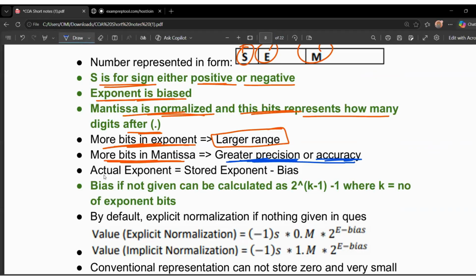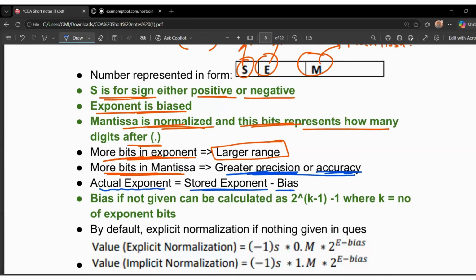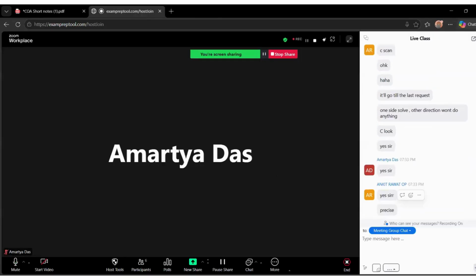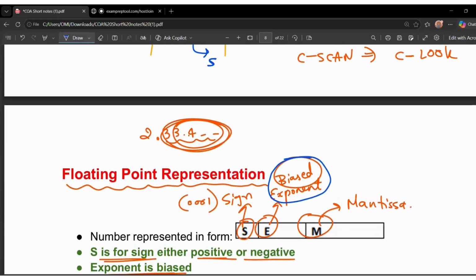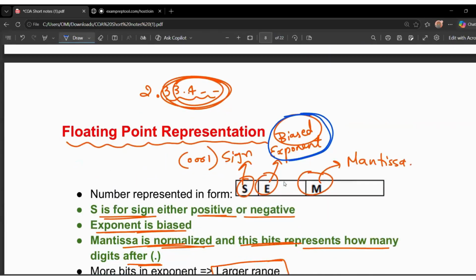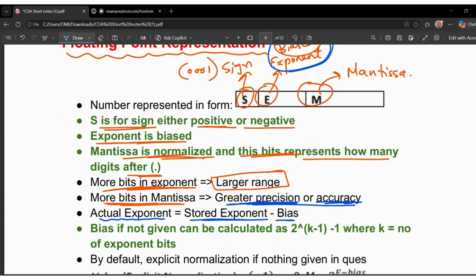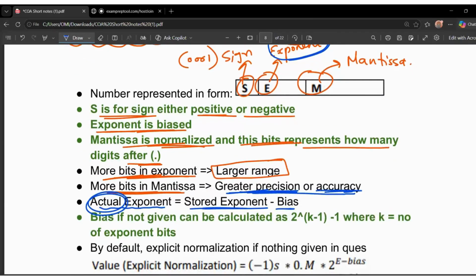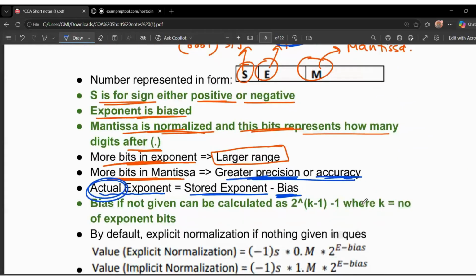Now see, what is your actual exponent? It is the stored exponent minus bias, right? We are storing the biased exponent here. We have seen in detail in our lectures why we are storing the biased exponent. So if we have to get the actual data, you have to subtract the bias, right?